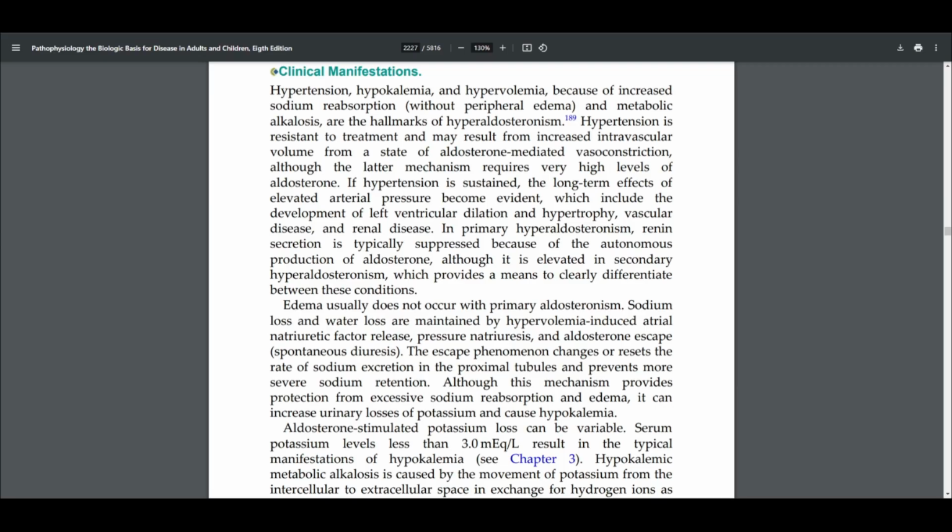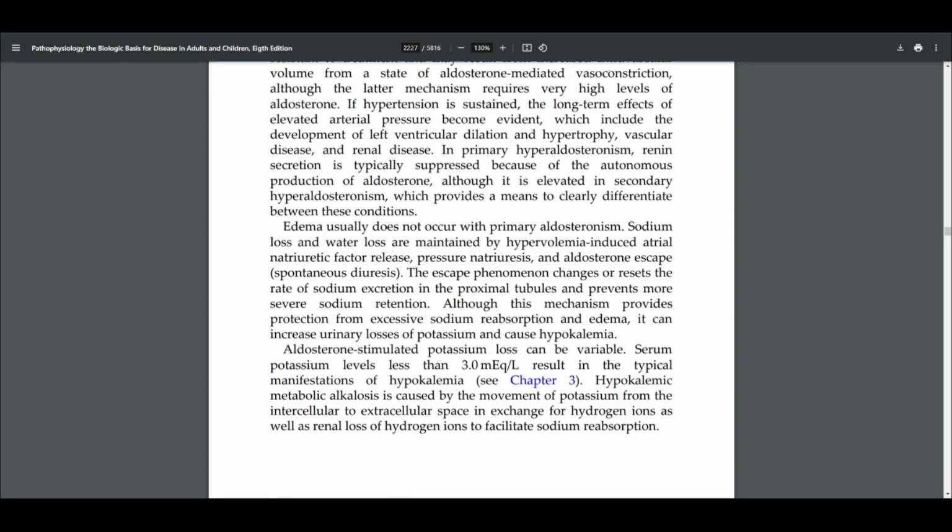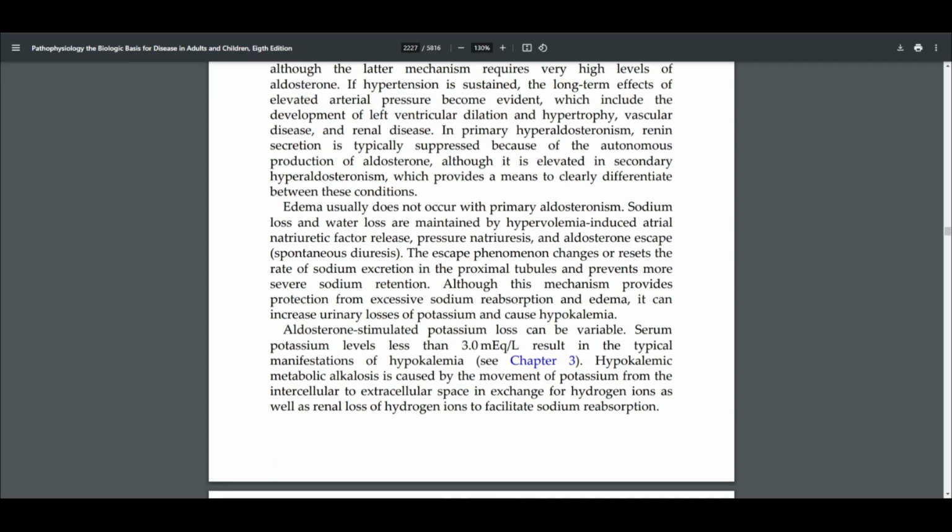In primary hyperaldosteronism, renin secretion is typically suppressed because of the autonomous production of aldosterone. Although it is elevated in secondary hyperaldosteronism, which provides a means to clearly differentiate between the two conditions, edema usually does not occur with primary aldosteronism.